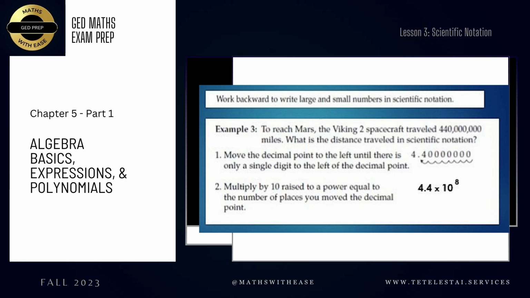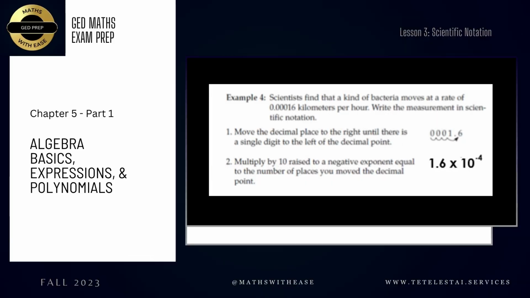Okay. In this example, we're told that scientists find that a kind of bacteria moves at a rate of 0.00016 kilometers per hour. Write the measurement in scientific notation. This time around, let me zoom in.